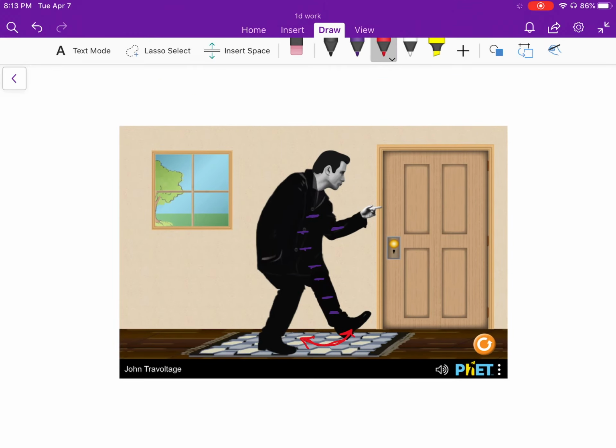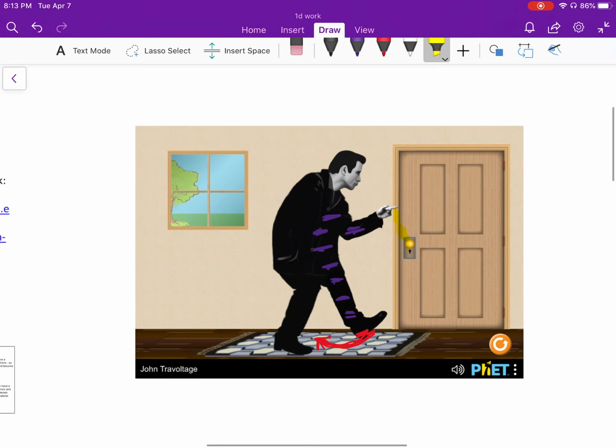If you rub his foot back and forth on the carpet, then electrons move into his body. So all these purple dashes are supposed to be my electrons. That's exactly charging by friction. The friction between his foot and the carpet pulls electrons. In this case, the electrons move out of the carpet and into his body. Then another cool thing is if you bring his finger close to the doorknob, we get a little bolt of electricity jumping across as he touches the doorknob.